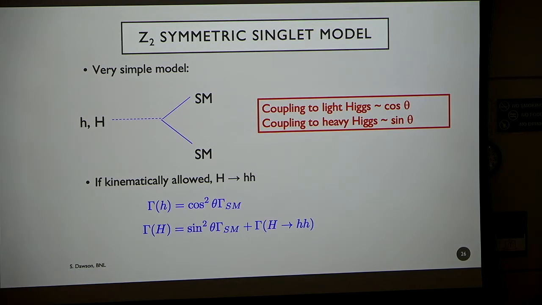But in this model, if it's kinematically allowed, you could have this heavier guy go to 2 of the standard model Higgses. So you can get some new phenomenology from here. The width of the standard model Higgs is just cos squared times the standard model. And the width of the heavier guy is sine squared times the standard model width of the Higgs, plus the decay width from a heavy Higgs to 2 lighter Higgs.